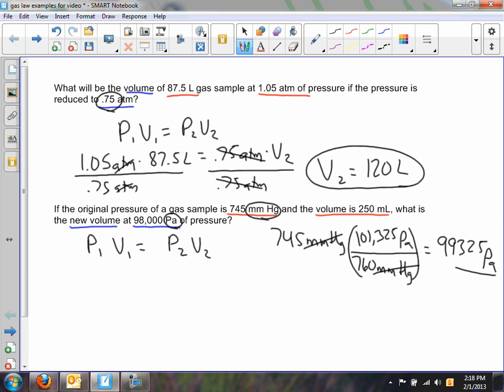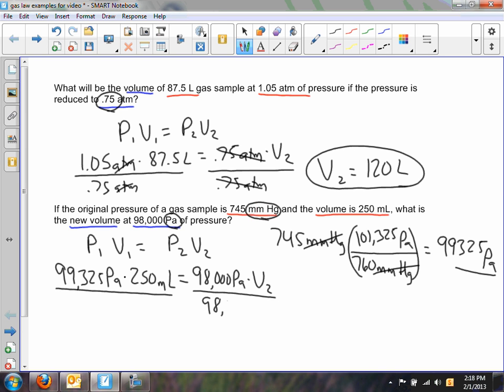So, looking at the problem, my original pressure was 745 millimeters, which is the same thing as 99,325 pascals. The original volume was 250 milliliters. That equals the new pressure of 98,000 pascals times some new volume. Divide both sides by 98,000 pascals. Notice these cancel out to give me the new volume here.